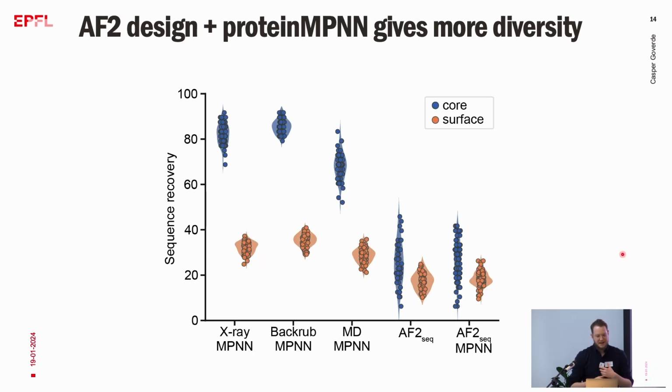But now you can ask me, but Casper, why do you even use AlphaFold? Why don't you use ProteinMPNN from the beginning? That's where I need this slide to explain this. So here on the y-axis, you see your sequence recovery. And on the x-axis, you see different methods. So if we take our crystal structure, we get about 80% sequence recovery in the core, but only 30% sequence recovery on the surface, which kind of makes sense, right? Because the core of the protein is tightly packed, and there's only a certain amount of puzzle pieces that you can put there to finish this puzzle.